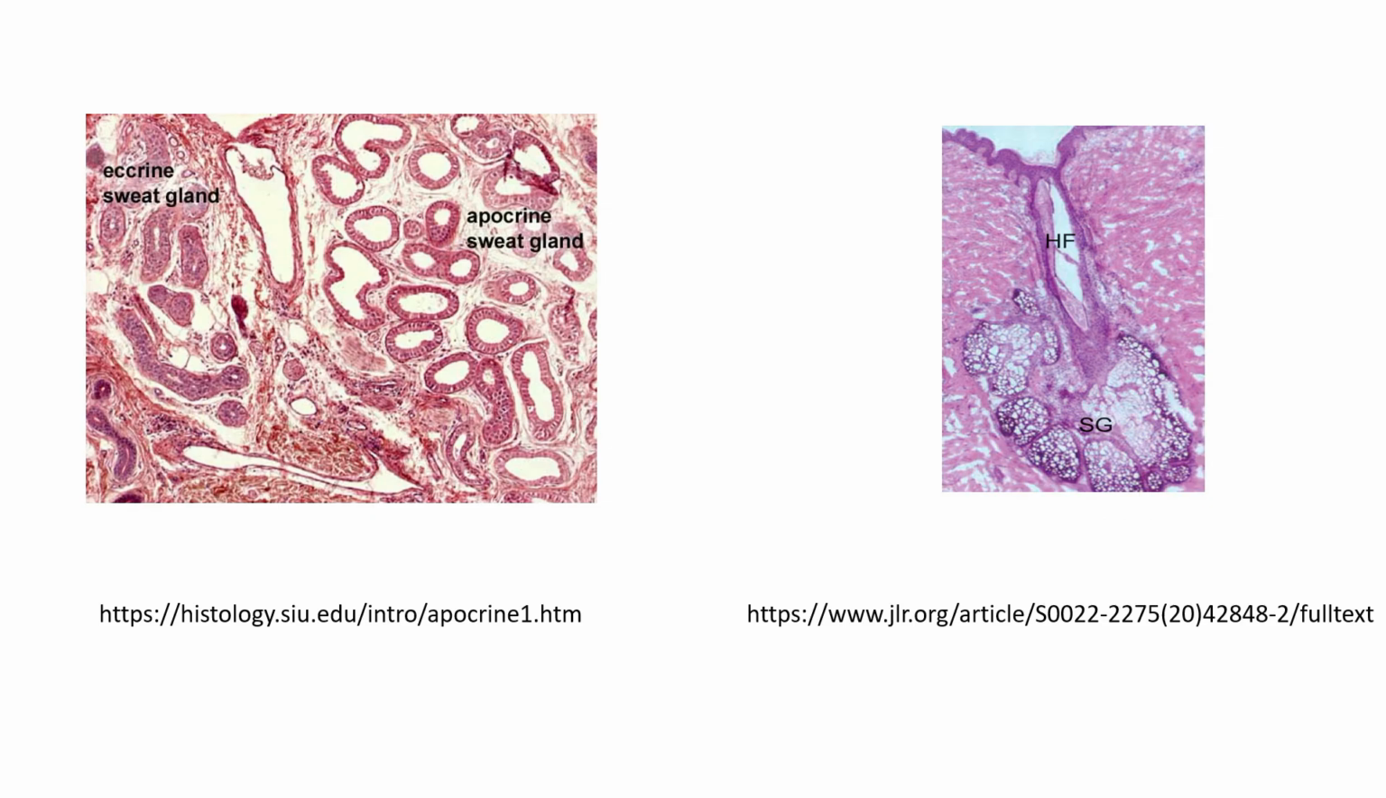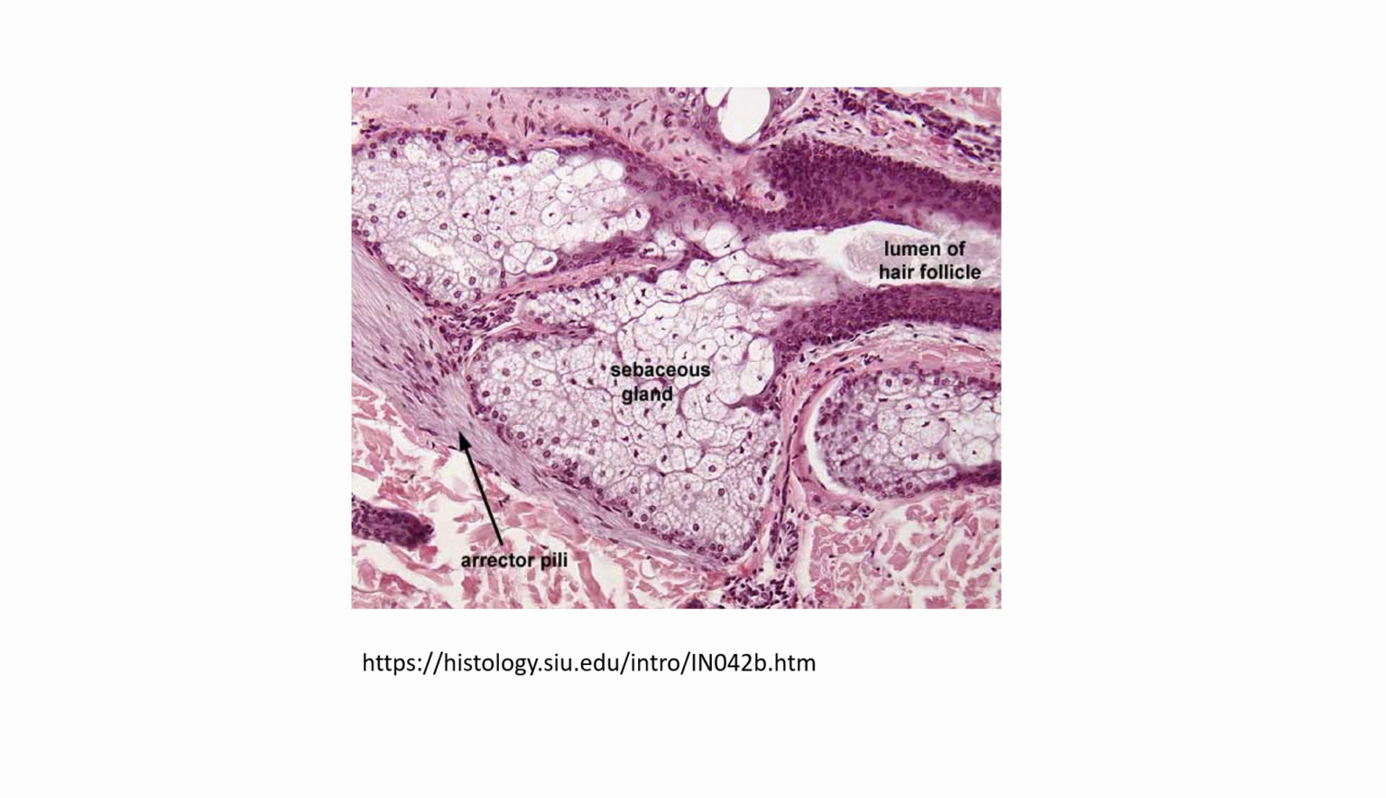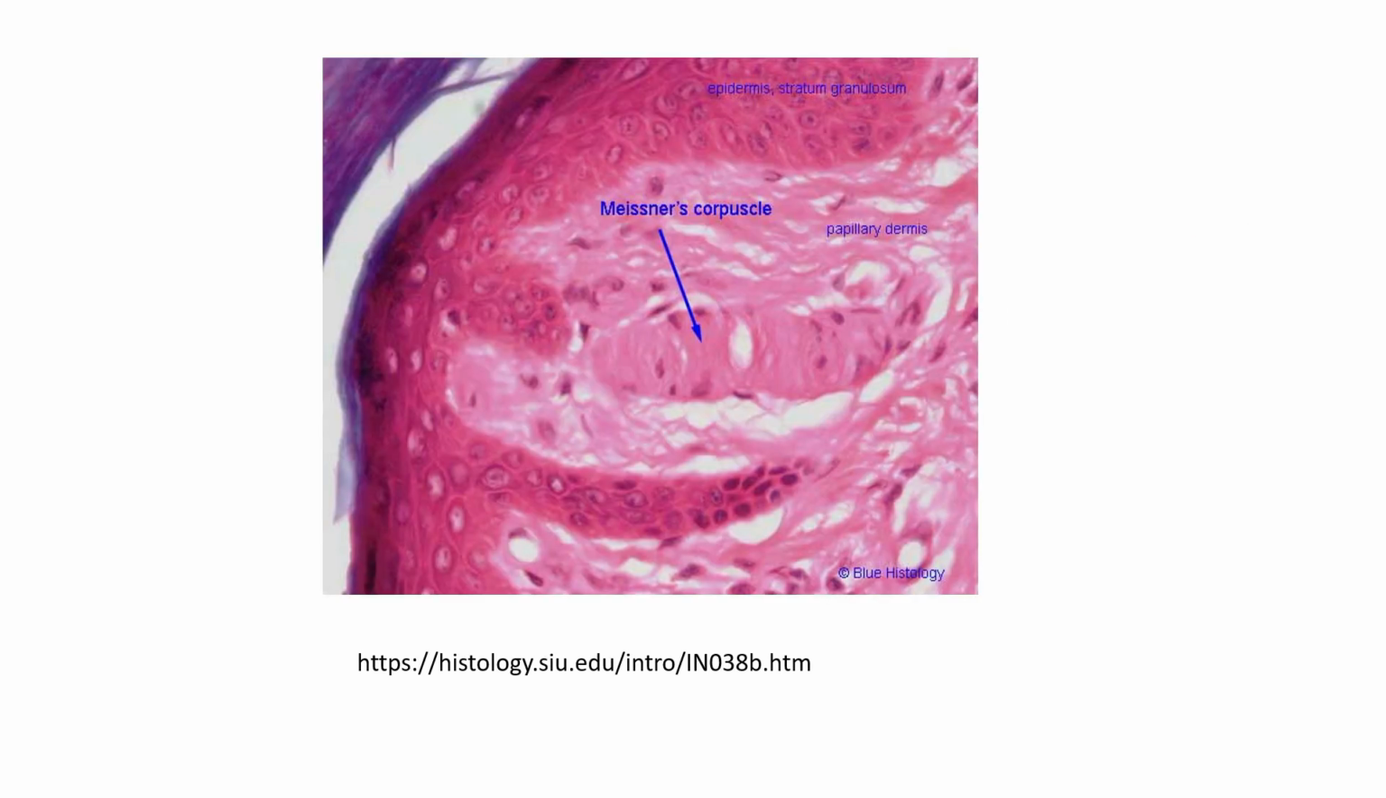And so this is just a zoom up of apocrine and eccrine sweat glands. It's important to see that apocrine sweat glands have a wide lumen, whereas eccrine sweat glands have a narrow lumen. Additionally, we have these sebaceous glands next to a hair follicle that secrete the lipid-rich sebum. This is another picture of a sebaceous gland where you can actually see the erector pili muscle, as well as the lumen of the hair follicle.